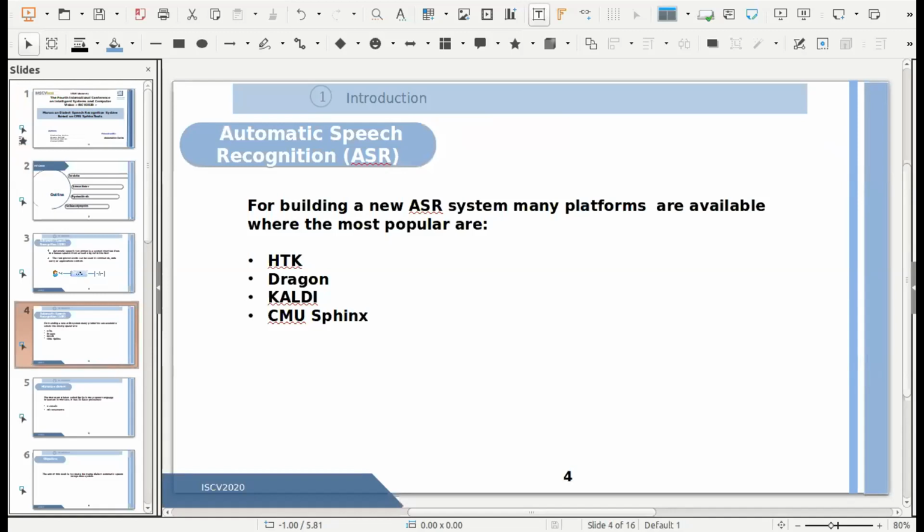The importance of automatic speech recognition: many systems are available, the most popular are HTK, Julius, Kaldi, and CMU Sphinx. We found that CMU Sphinx is freely available and currently is one of the most robust speech recognition systems.